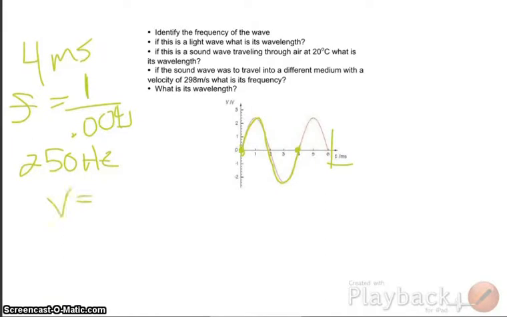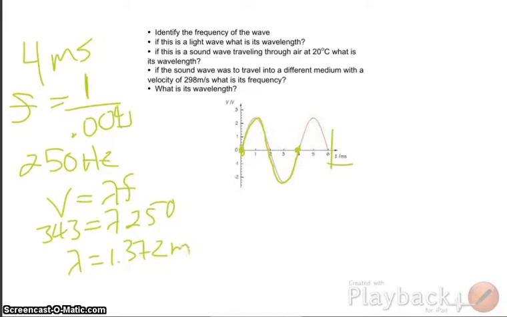If this is a sound wave traveling through 20 degrees Celsius air, what is the wavelength? Well, V equals lambda F. So 343 equals lambda times 250. So our wavelength is 1.372 meters.